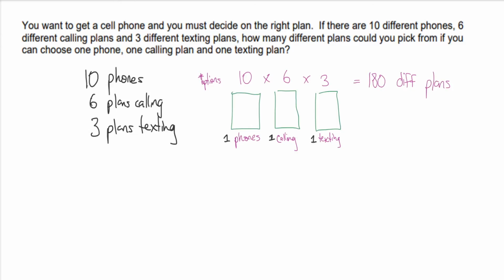Now, let's say that it wasn't so simple. Let's keep the same number of phones, plans, and texting, but let's say, for example, that you were a business. Okay, so let's modify this question a bit. Let's say that you are a business. You're a business. Whoa. I'm realizing I don't even know how to spell business. Business.